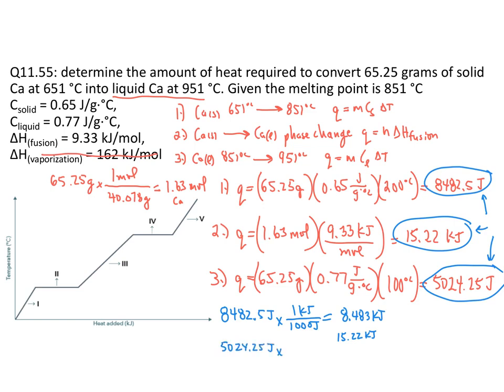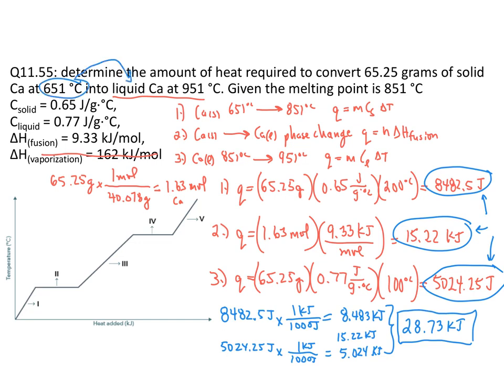And step 3 was 5,024.25 joules. Again, divide by 1,000 to go from joules into kilojoules to determine that step 3 was approximately 5.024 kilojoules. Add all 3 of those steps together to get the overall process of approximately 28.73 kilojoules of energy would be required to take solid calcium at 651 degrees Celsius, go through the phase change, make it liquid calcium at 851, and then heat that liquid calcium from 851 to 951.